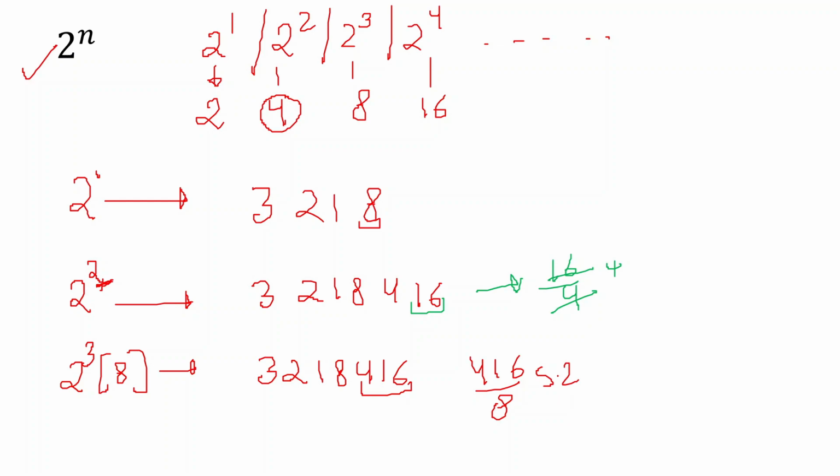Similarly, 2 to the power 4, 2 to the power 5, 2 to the power 6, whatever they are asking, if you can represent that number as 2 to the power something, then the power will be the number of last digits to check. If those are divisible by the given number, then the number will be divisible by the given number, whatever is 2 to the power n. I hope this got clear. So this was the rule for 2 to the power 1, 2 to the power n.